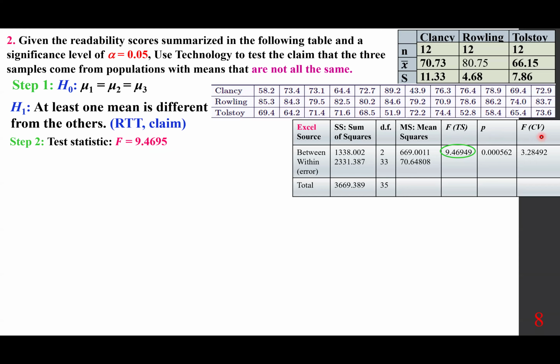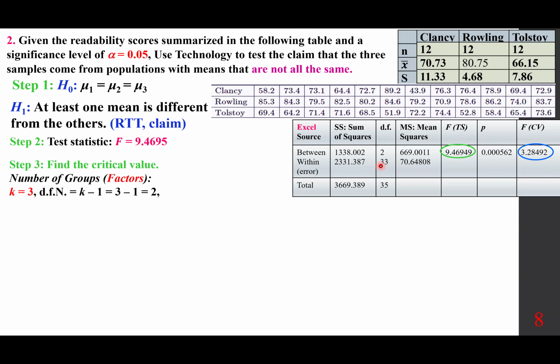The critical value, we need 2 things. The degrees of freedom for the numerator is 2 because 3 groups minus 1. Total of 3 times 12 is 36, minus 3 is 33. And so this is the critical value. Again, alpha is 0.05. K is 3, so 3 minus 1 or 2. That's as far as the degrees of freedom for the numerator. For the denominator, total of 36 minus 3 is 33, and the critical value is obviously 3.2849. You can stop with 4 decimals.